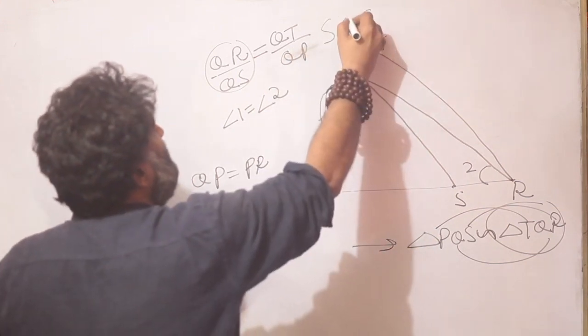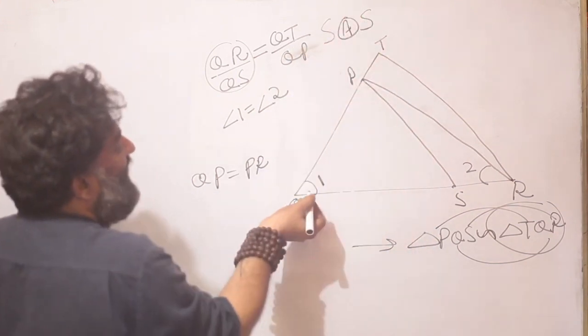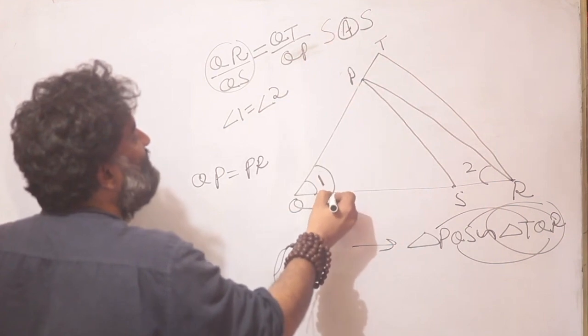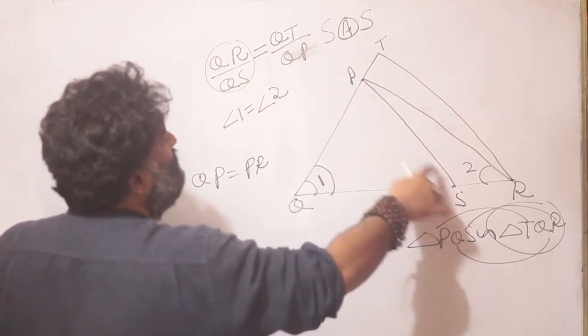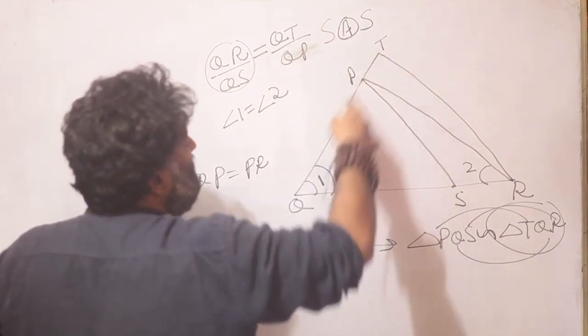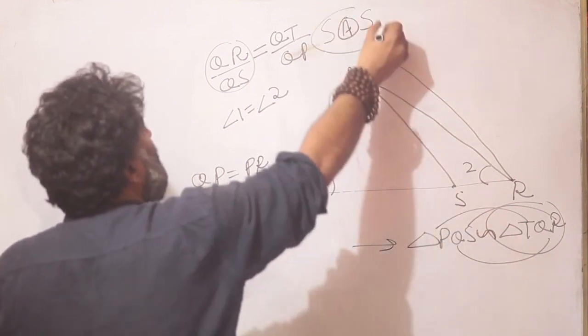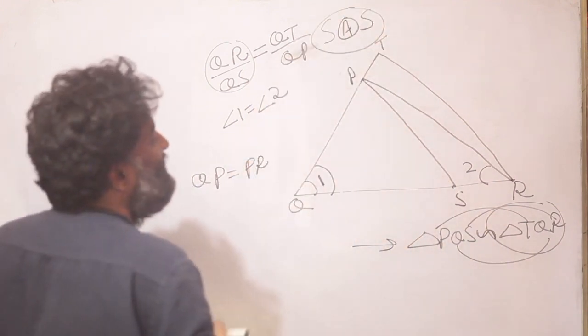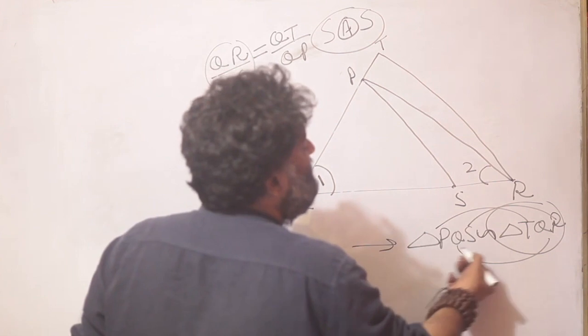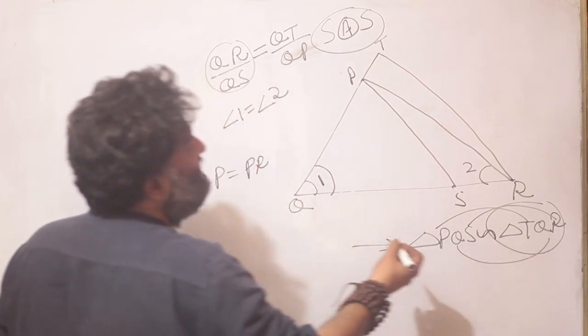If I can have the included angle as the same, and it is the same because this angle Q is common to triangle PQS, it is also there in the triangle TQR. So I have a side angle side similarity, therefore proven that triangle PQS is similar to triangle TQR.